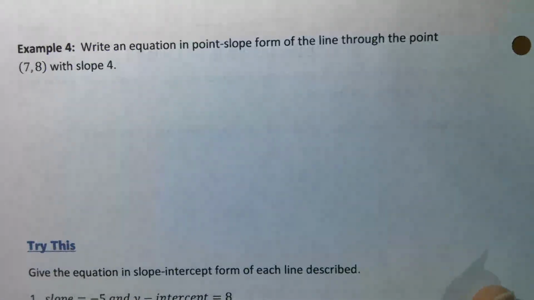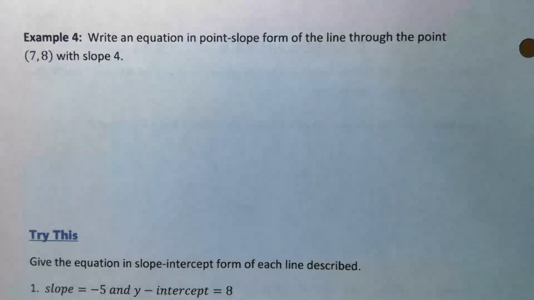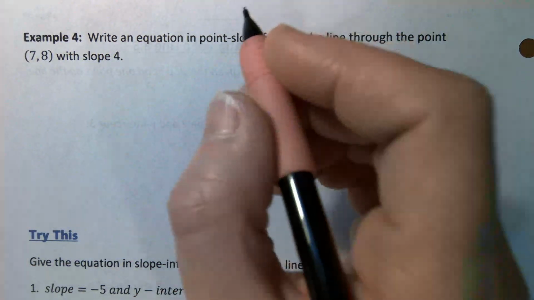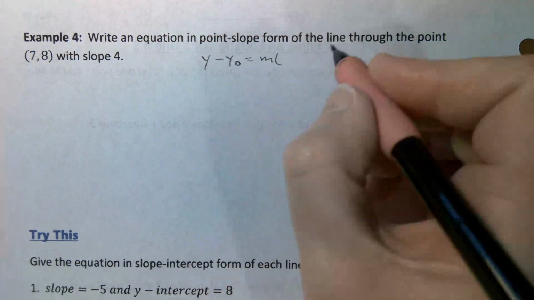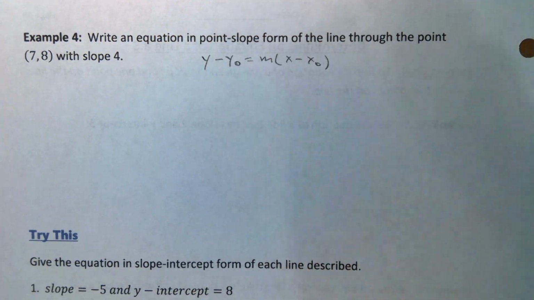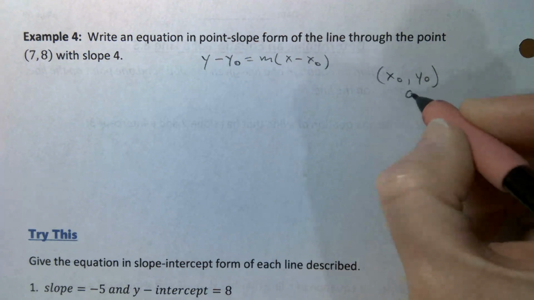Okay? Fun and exciting. Example 4, write an equation in point-slope form of the line through the point 7, 8 with slope 4. So what is point-slope form? Okay, so let's look at point-slope form. Point-slope form is a little bit different than slope-intercept form, and it looks like this. Y minus y sub 0 is equal to m times x minus x sub 0, where x sub 0, y sub 0 is just any point on the line.